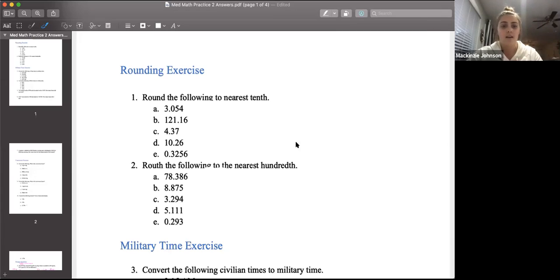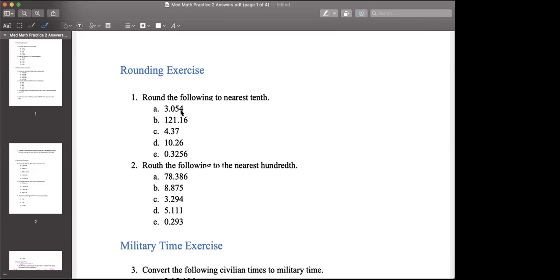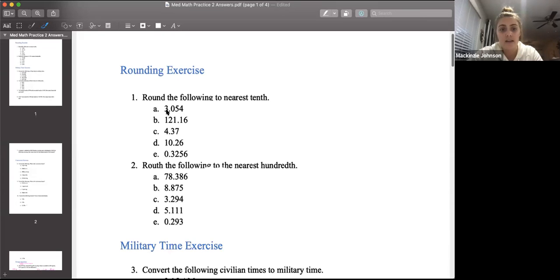Sorry. Okay, so round to the nearest tenth. You have your ones place, and then it goes tenths, hundredths, and thousandths. Usually on the exam they're not really going to go into the thousandths, but it's good to know. If we want to round to the nearest tenth, that's our tenths place. It's above 5, so we're going to round up to 3.1.